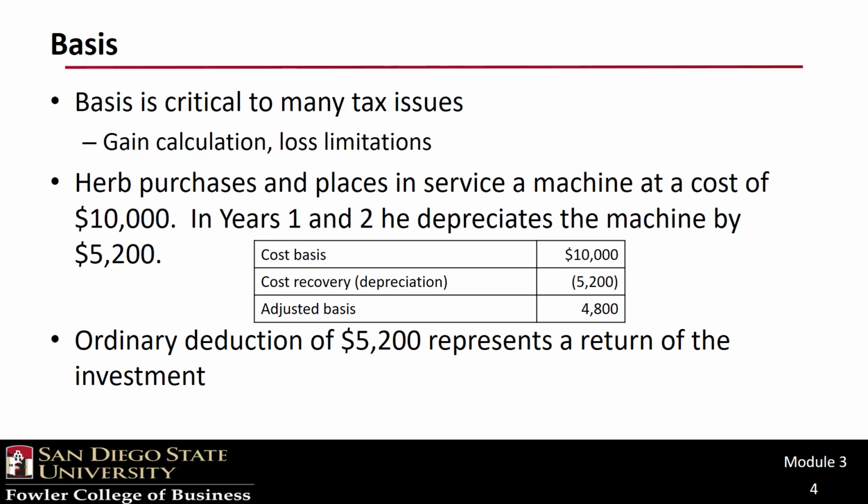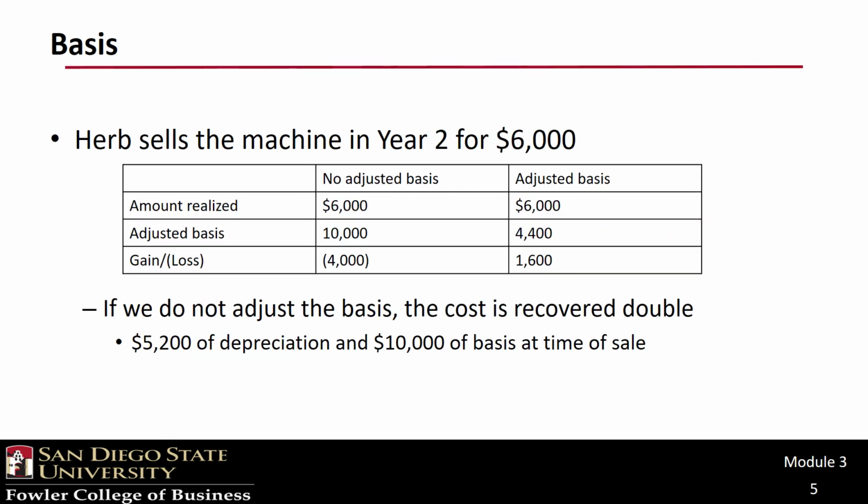Basis is adjusted over time when costs are recovered by different means, one of which is depreciation. If Herb places in service a machine that he depreciates over 2 years before selling it, the depreciation represents a recovery of his cost, and thus reduces his basis in the machine. The recovery lowers his basis so that when he sells it, his gain or loss reflects the amount of unrecovered investment, or basis, at the time of the sale. As much as we as taxpayers would love to recover the cost twice, once through depreciation, and once through a cost recovery at sale, it's just not going to happen.